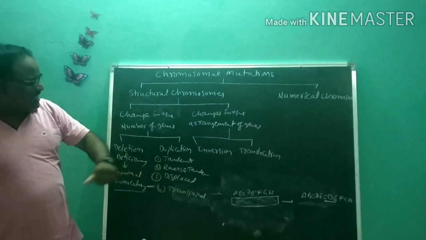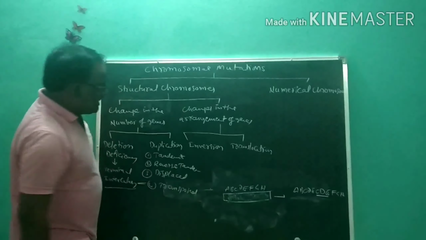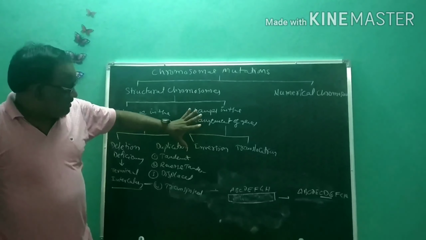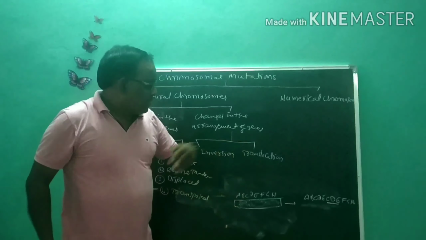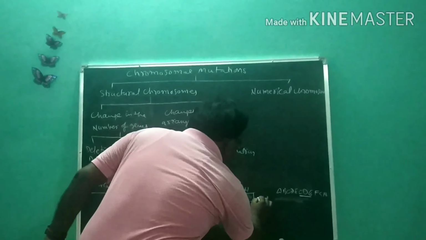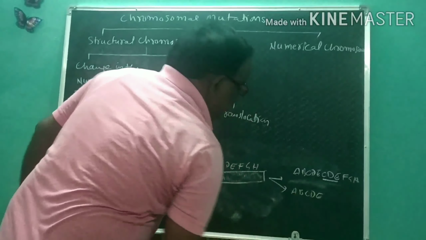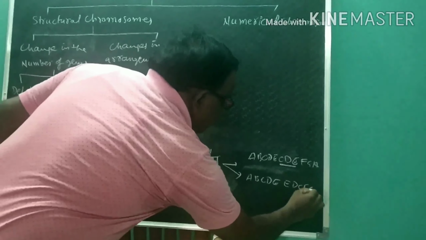Next one, reverse tandem duplication. Friends, reverse tandem duplication is nothing but we observe tandem, the same extra segments coming, but in the reverse or opposite order. For example, A, B, C, D, E, next E, D, C, F, G, H come.